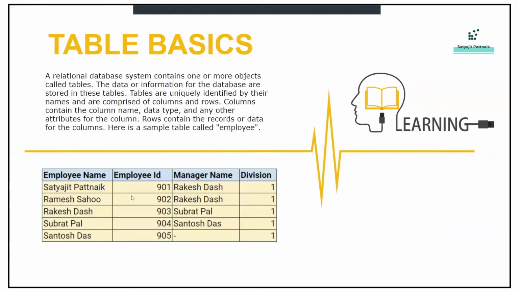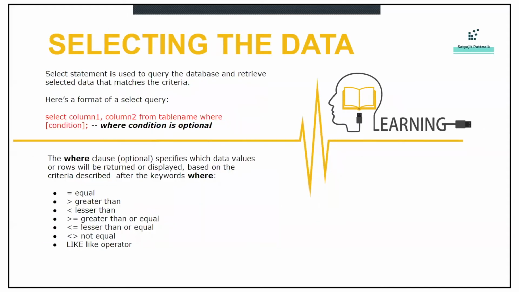Let's say we have created a table called employee. If you want to select only employee name and employee ID, your query will look like: select employee name, employee ID from employee. Now, if you want all the employees whose employee ID is greater than 903, the query will be: select employee name, employee ID from employee where employee ID > 903, right? The where clause is an optional clause which specifies which data values or rows will be returned or displayed based on the criteria described after the keyword.